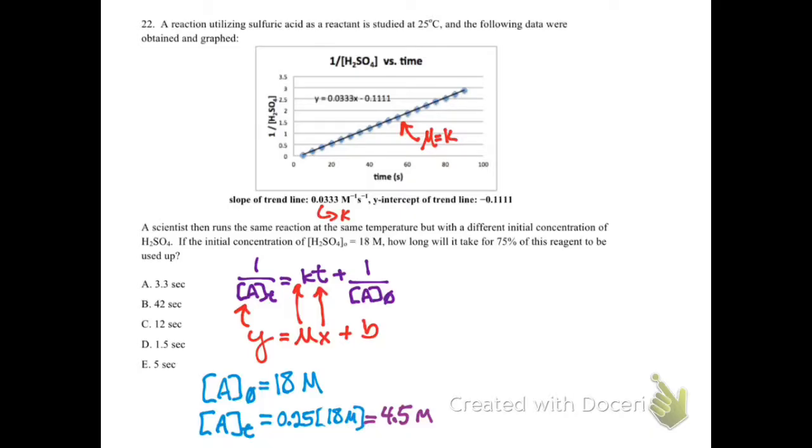So 1 divided by A sub t, we're trying to see how long it'll take for this to drop to 4.5 molar, is equal to kt, our k is 0.0333 M to the negative 1, s to the negative 1, times t, which is what we're solving for, plus 1 divided by A sub 0, and our initial concentration is 18 molar.